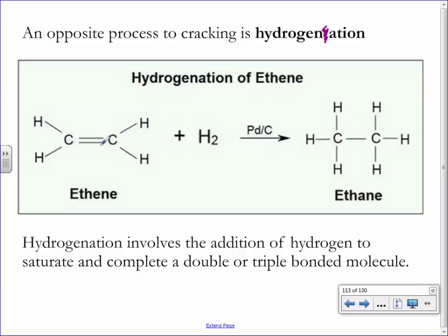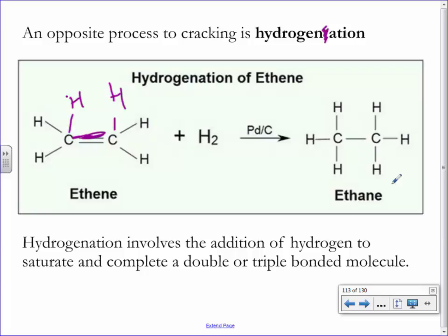Here's your double bond. Well, it's not considered full or saturated because what you could do is bust the double bond up and put some hydrogen in the open slots. Well, that's what happens here. This double bond right here gets busted up, and then this guy takes a hydrogen, and this guy takes a hydrogen, and then it makes what's called a saturated molecule.